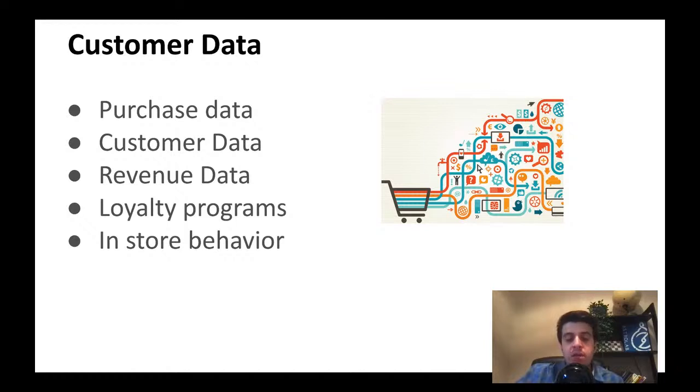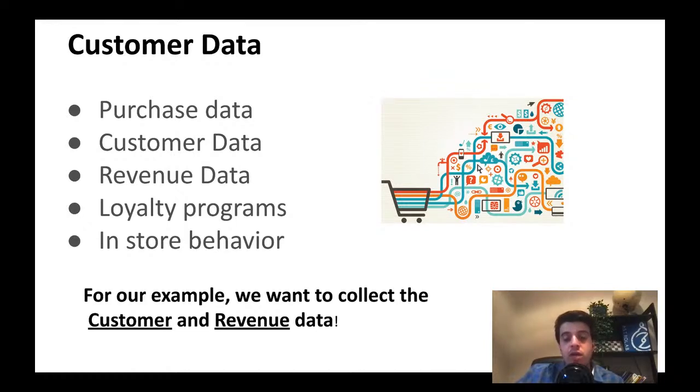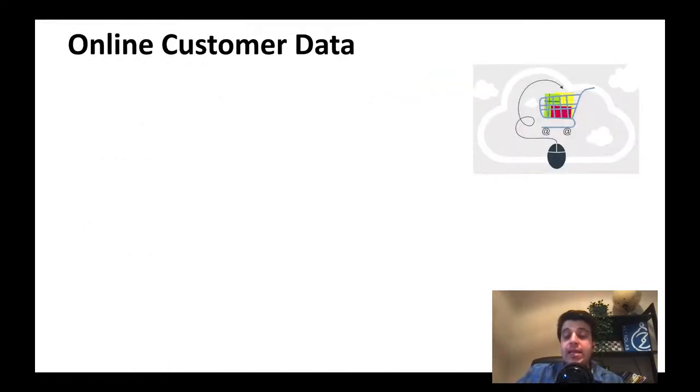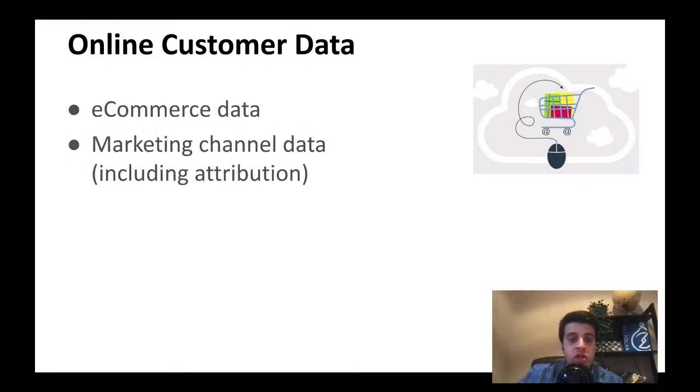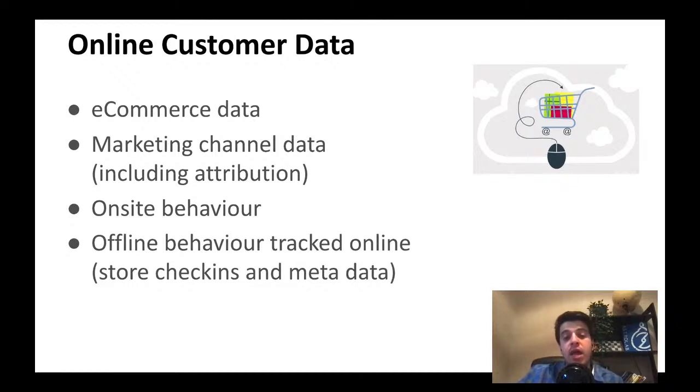In the context of the problem that we're solving, we want to look at customer and revenue data from the customer. Next up is online customer data. This is basically e-commerce data if you have an online shop, marketing channel data, which is did they come to you from Facebook, from Google, from LinkedIn, on-site behavior, what did they do when they come to your website, and then offline behavior that's tracked online.